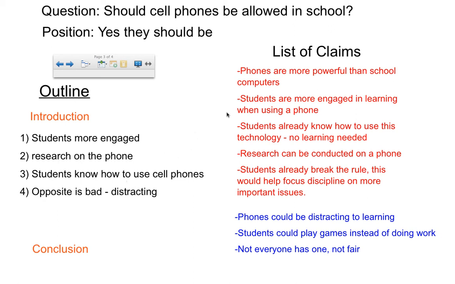You might see that I've not included "phones are more powerful than school computers." I didn't necessarily feel like that was worthy of being in my paper. I didn't pick "students already break the rule. It would help focus discipline more." It just didn't seem like a very strong claim that it was already being broken. Maybe that might work on my counterclaim, but it wasn't strong. So I picked the 3 claims that I thought were the strongest ones.